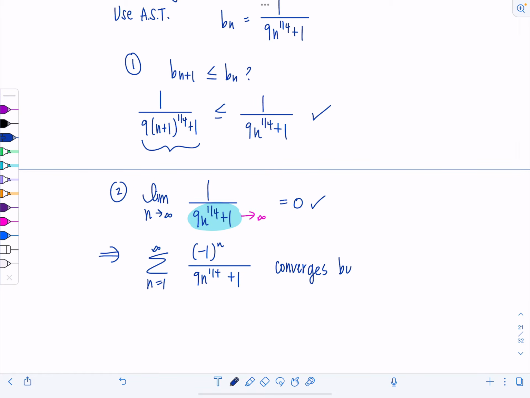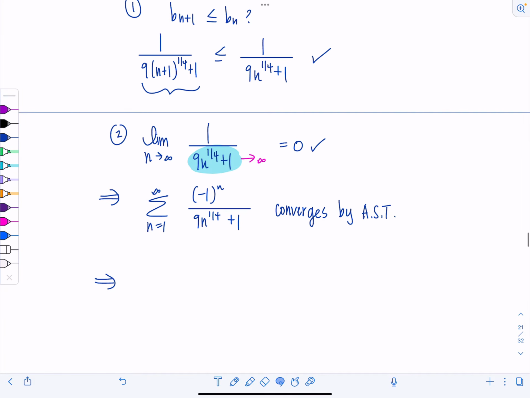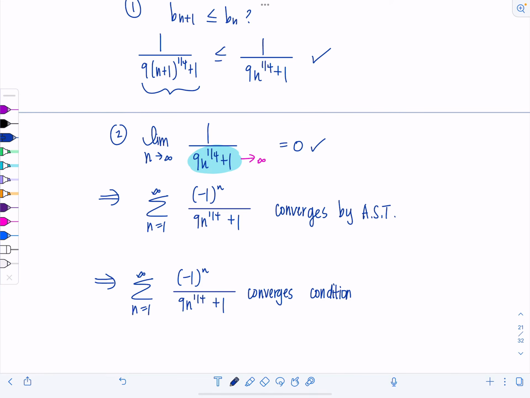by AST, which tells me that the original series, to answer the question, converges conditionally. The absolute value of the terms, that series diverges, but if you leave it alone and use the original as an alternating series, it converges. That means it converges conditionally, on the condition that it's an alternating series, to be precise.